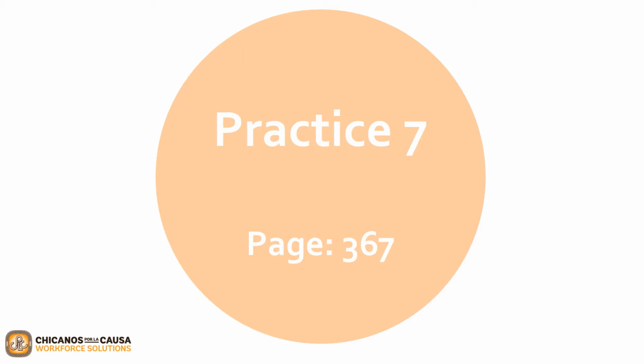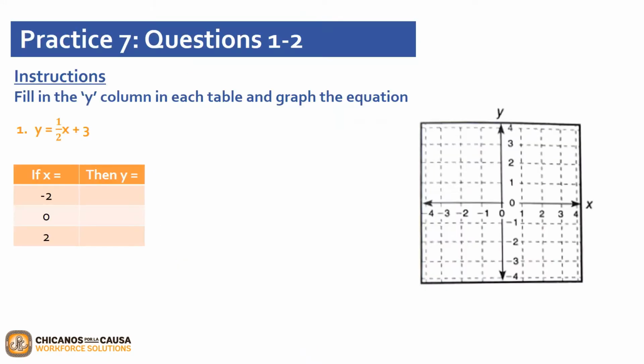Let's go ahead and get started with practice 7, found on page 367. At this time, go ahead and follow these instructions and pause the video. Fill in the y column in each table and graph the equation. Once you have worked through this on your own, go ahead and click play.